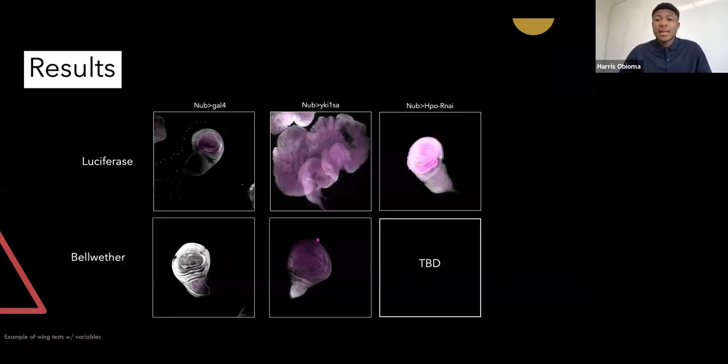So with this being said, these were the results from the experiments. As you can see, nub-gal4 luciferase is expressed in the wing pouch within the overall disc. That's the control.